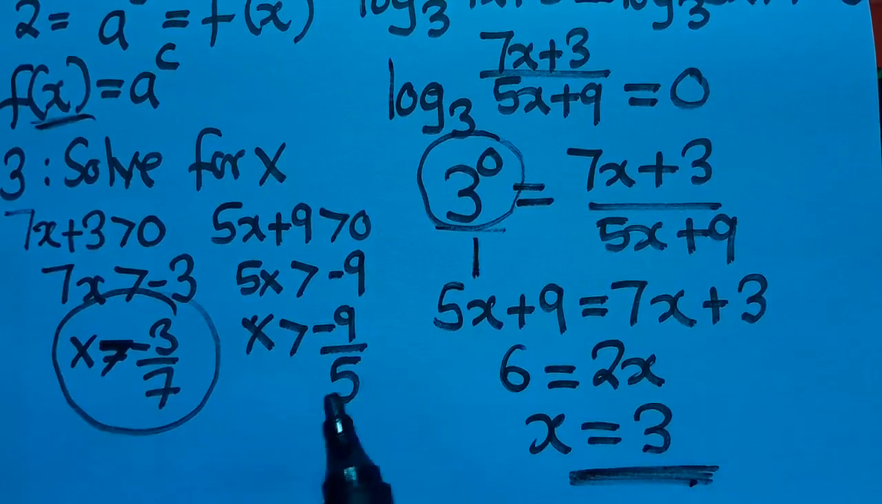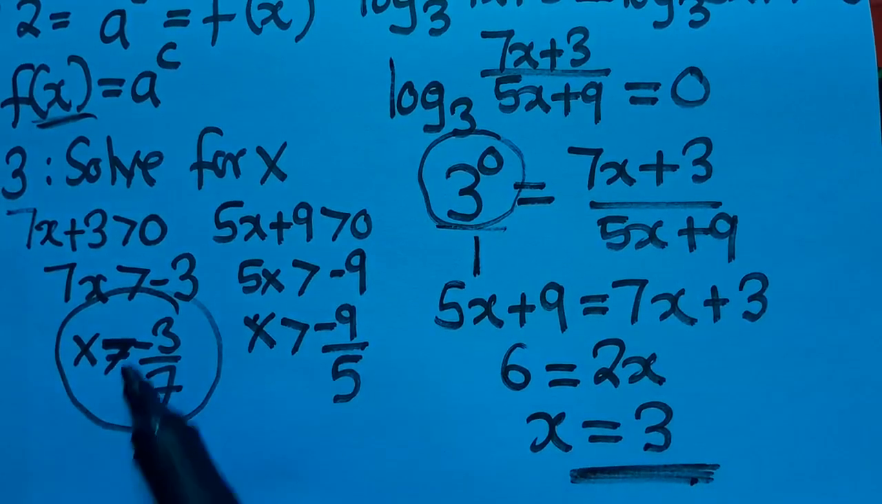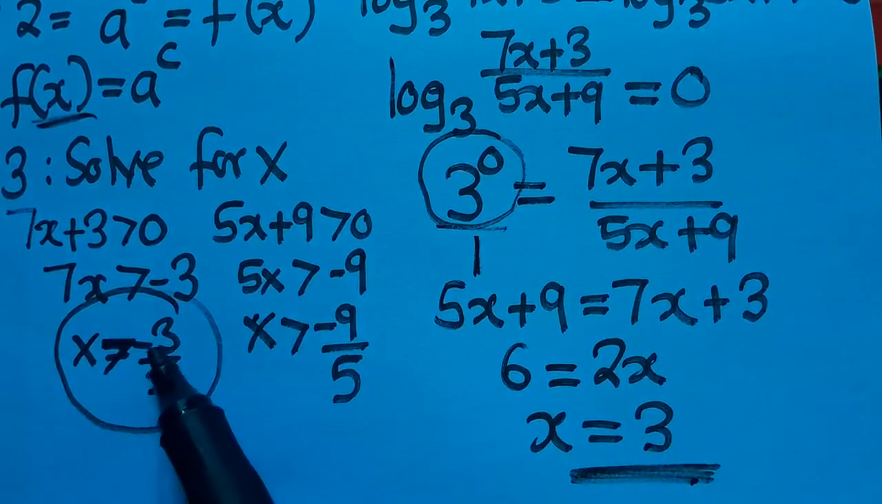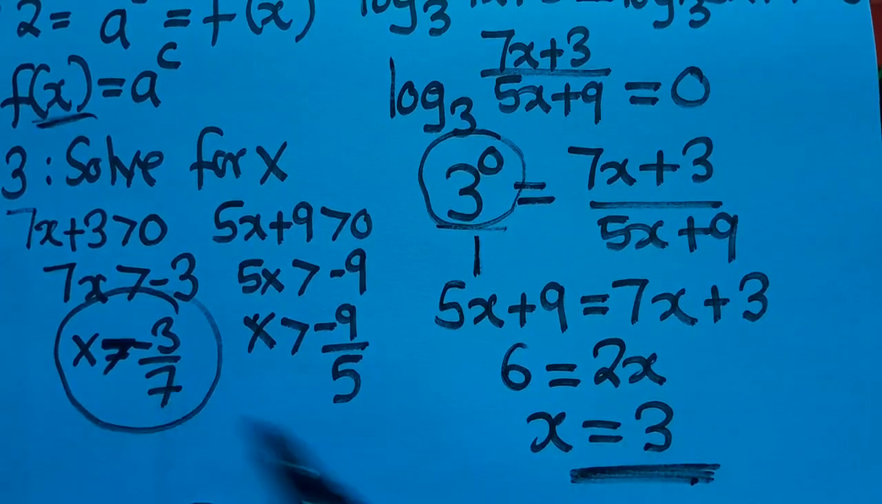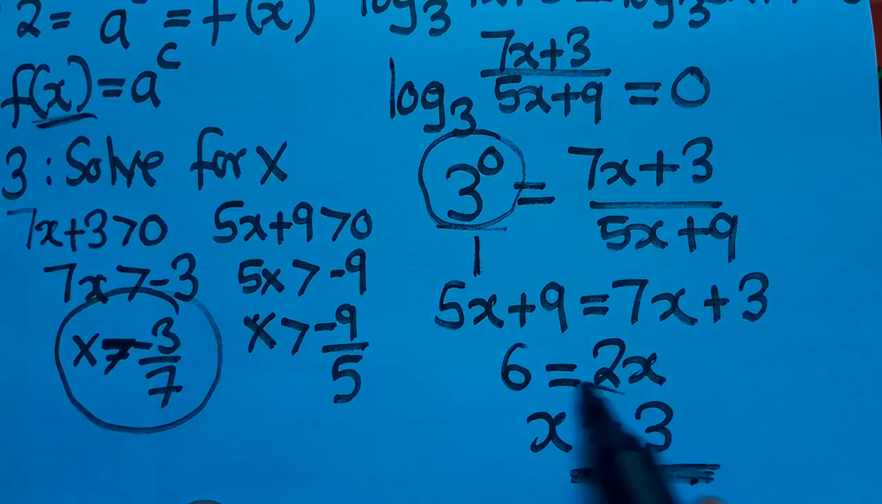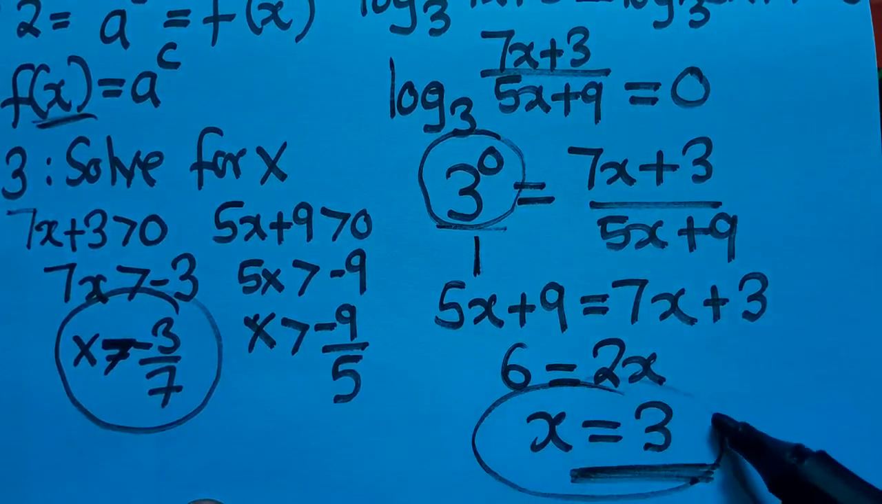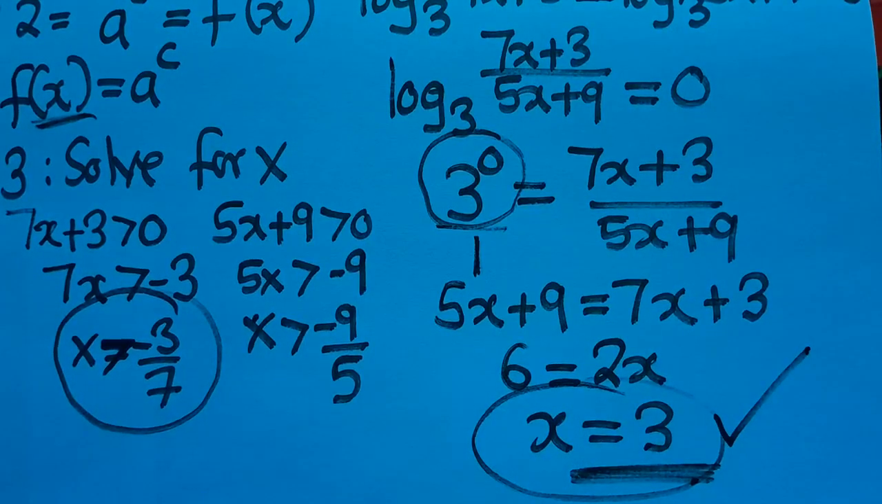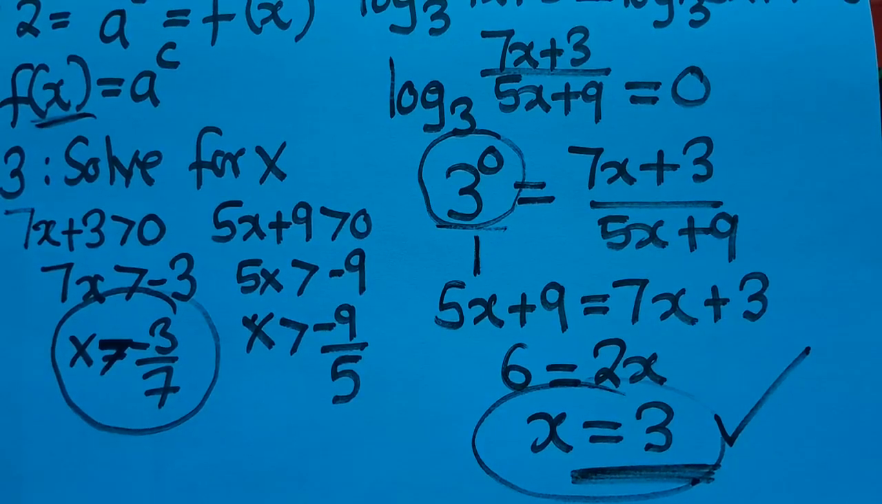You check. We said the x should be greater than what? Negative 3 over 7. Is this greater than that? Yes. So meaning that this is the correct answer. Like this, you are done. So you need to make sure that it should be greater than that. So these are things you need to do. These are procedures that you need to follow.